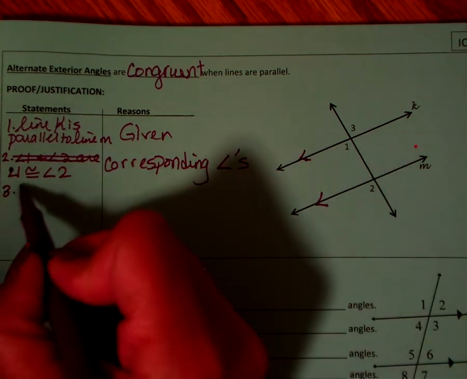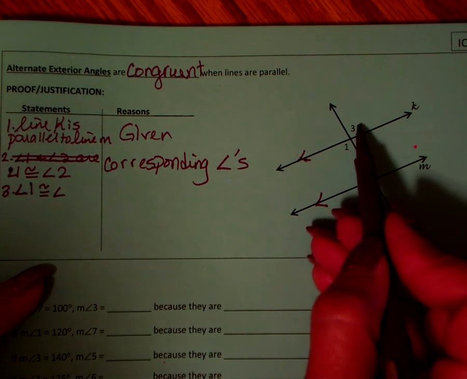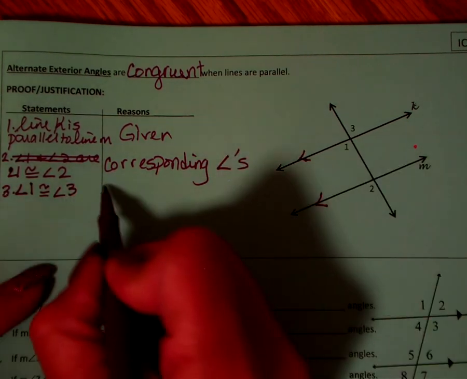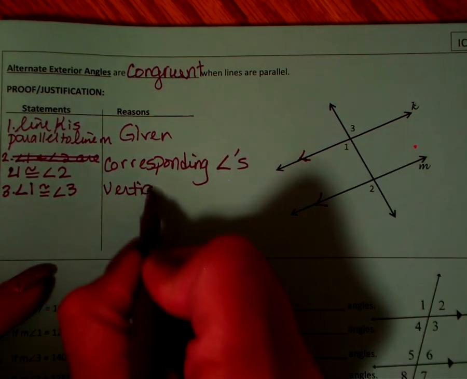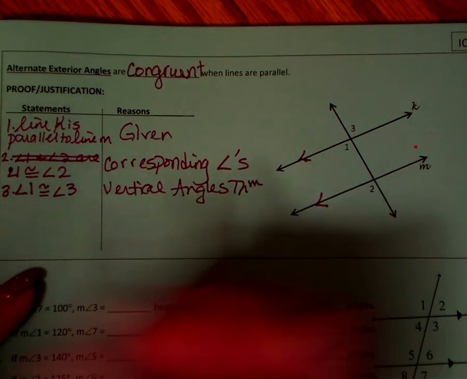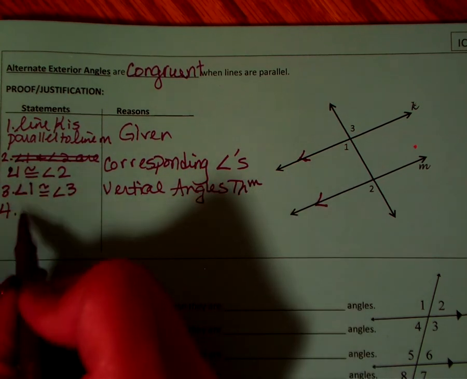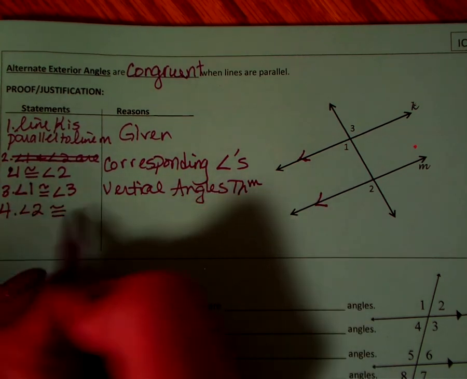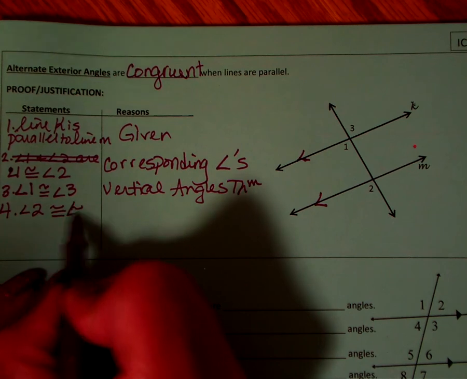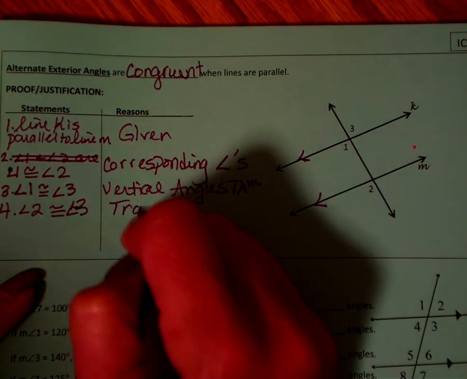Okay, we also know angle 1 is congruent to angle 3 by vertical angles. Therefore, what can we say if we know that? Is that angle 2 is congruent to angle 3, and that is the transitive property.